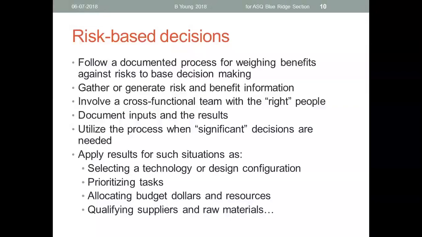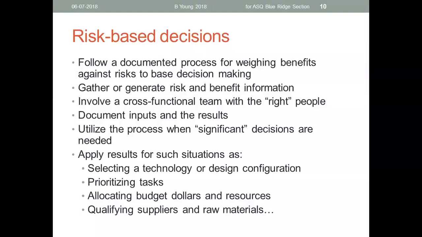And you would use this process not all the time, but when you've got significant decisions, for instance, selecting a technology or a design configuration, if you need to prioritize tasks, what would be the highest risk things that need the most attention? Allocating budget dollars or resources, qualifying suppliers, for instance. Just a few applications for making risk-based decisions.